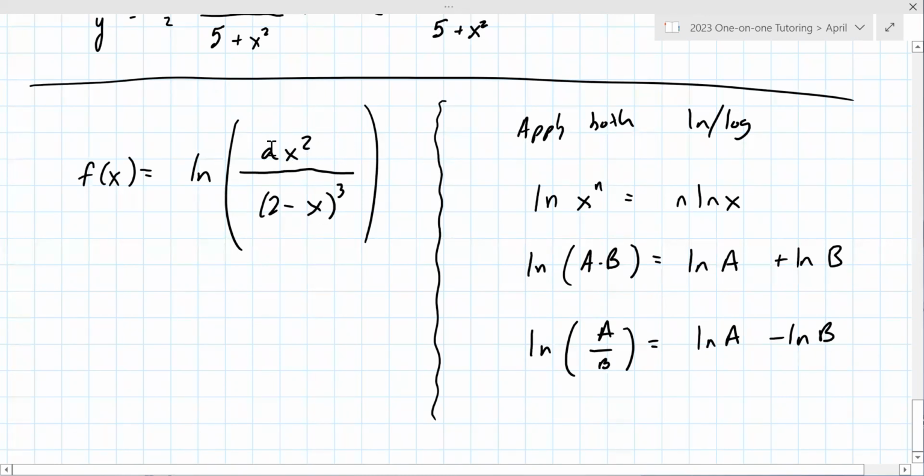So does that kind of get you thinking about something from the past? Do you see how to rewrite this now? Yeah. Okay. So let me show you how I see it. Natural log of ax squared minus natural log of 2 minus x cubed. You see that?